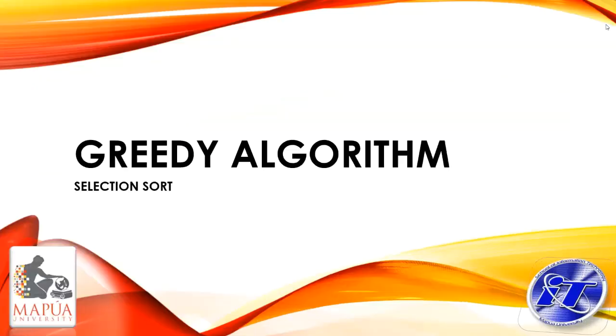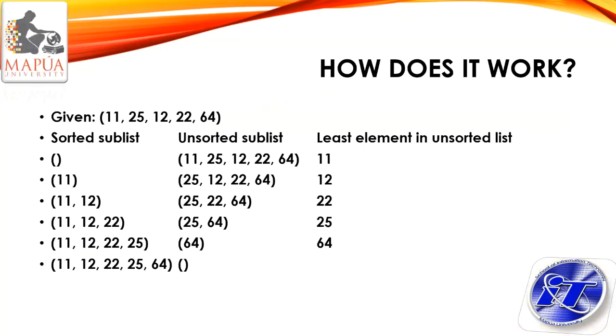In this video lecture, we're going to discuss one of the examples of greedy algorithm, which is selection sort. So how does it work? Let's suppose we have this array. It contains 11, 25, 12, 22, and 64. And we're going to sort it from the smallest to the biggest value.